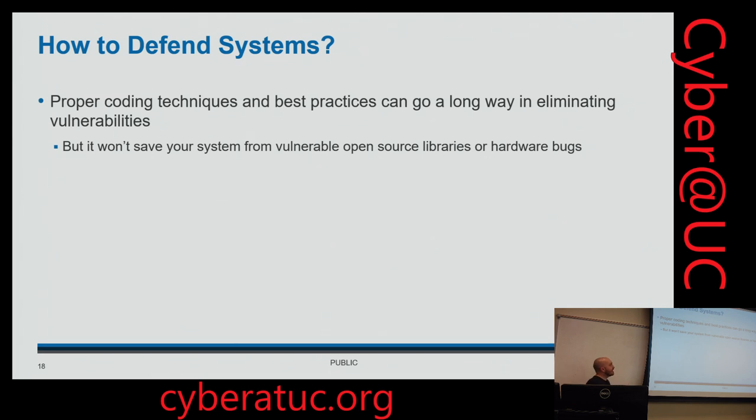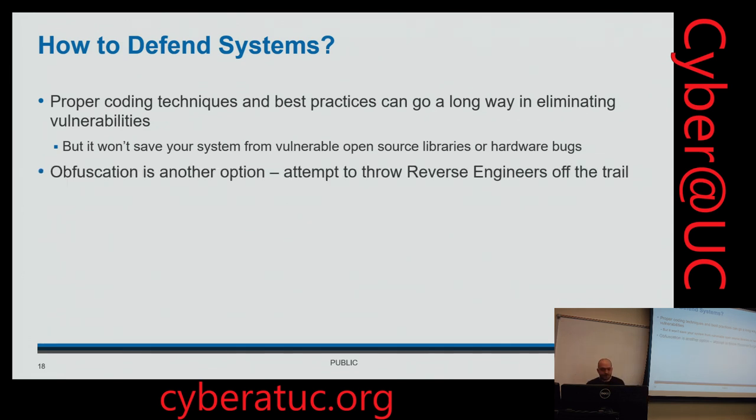But even with all those practices, that still won't save your system from vulnerable open source libraries that you bring in, or hardware bugs. Also, the key about security is that an attacker does not need to have access to 100% of the system. They just need to find one mistake. And that is a lot easier to look for than to make sure that your code is 100% secure. It's a lot easier to find that one mistake that somebody made. The attacker's job is always easier there.